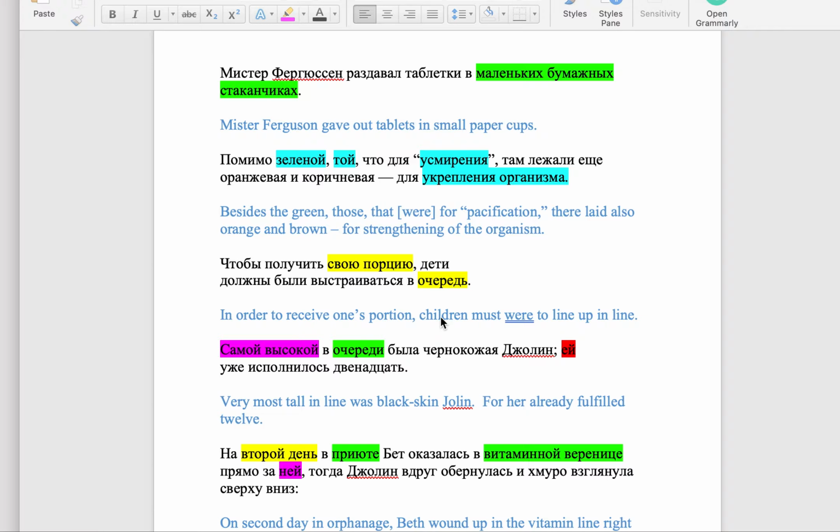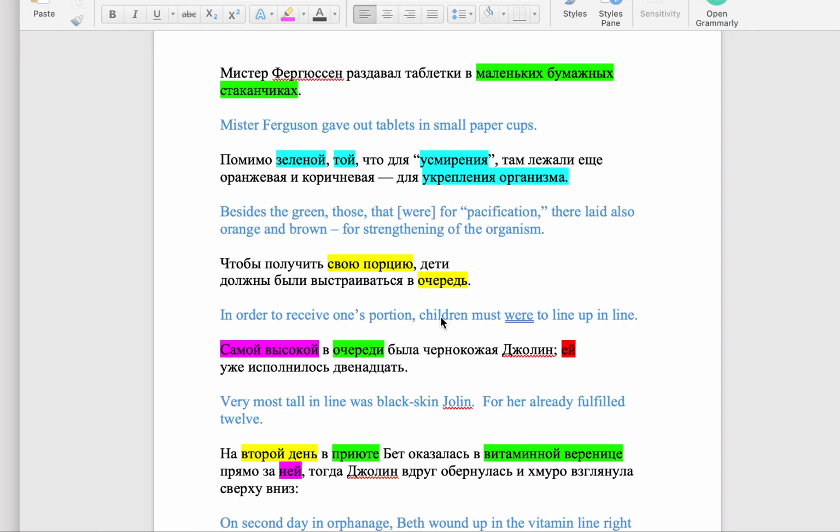Помимо зеленой, что для утмерения, там лежали еще оранжевая и коричневая для укрепления организма. So the translation here: besides the green, or you could say the green ones, those that were for pacification, there laid also the orange and brown ones for strengthening of the organism.